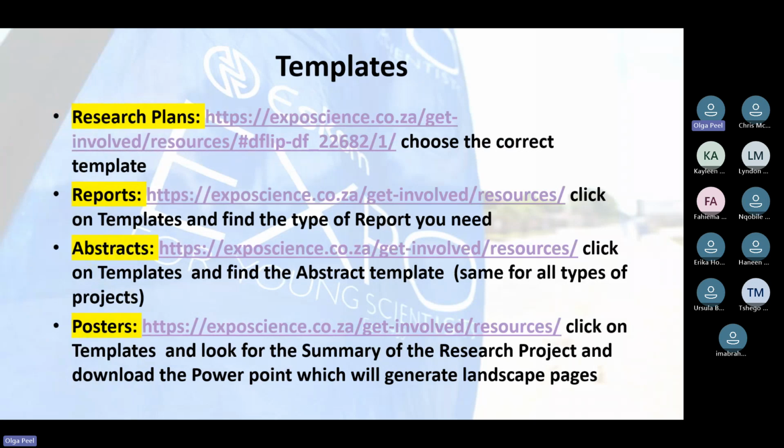Okay, just the last few slides. So if you don't know where the templates are, please go to exposcience.co.za, get involved, resources, and then you'll find all of the templates. Research plans, reports, abstract, posters. There's a PowerPoint there that you can use and will obviously generate landscape pages. You don't even have to worry about the size of the page because the PowerPoint will simply be landscape pages. Don't do back to back, obviously.